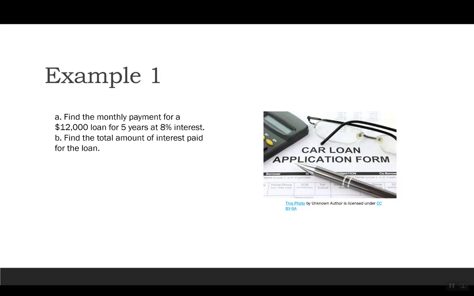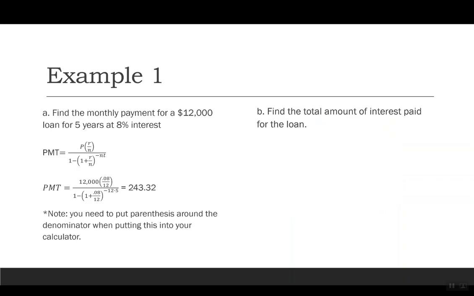So let's take an example and use this. Example 1, find the monthly payment for a $12,000 loan for 5 years at 8% interest. Once we find the monthly payment, then we're going to find the total amount of interest paid for the loan.